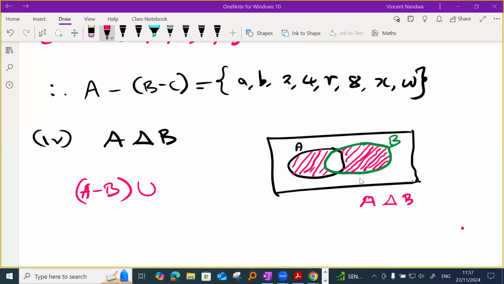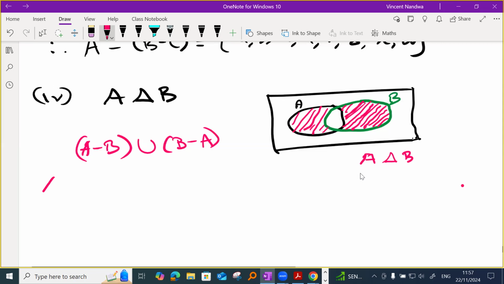Yeah, good. So I was explaining that A symmetric difference B is denoted this way on the Venn diagram. These are elements which are in A or in B, but not both in A and B. So it's the same as A minus B joined to B minus A. What we are going to do is first find A minus B, which means we pick elements which are in set A but not in set B.